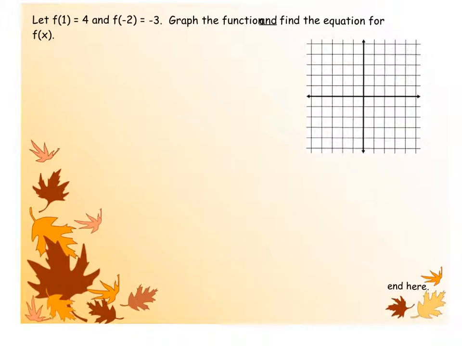All right, here's the last piece. It says if f of 1 is 4 and f of -2 is -3, graph the function and find the equation. Okay? Now, for the sake of time here, I'm not going to do either one of those things. Okay? And this gets back to what I said at the beginning. This is not conceptually a new problem. Okay? This is really 1.2 and 1.3.